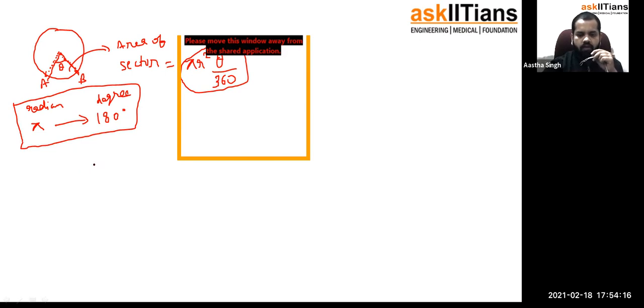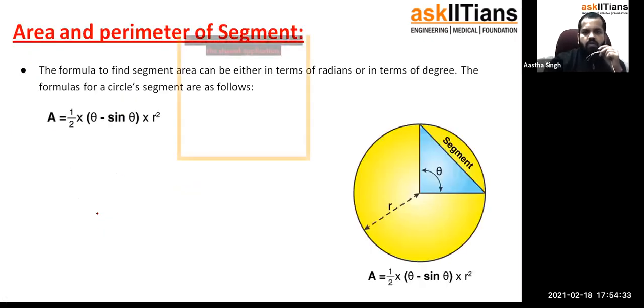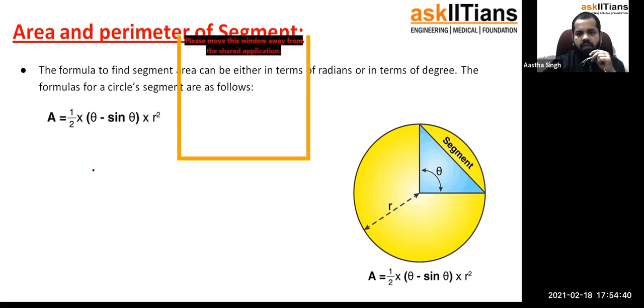Now we are going to discuss your segment. Segment is something which is traced by the chord. So this is segment. We will now discuss what will be the area of segment and what will be the perimeter of a segment. So our first point is area and perimeter of segment. What will be the area of this segment?